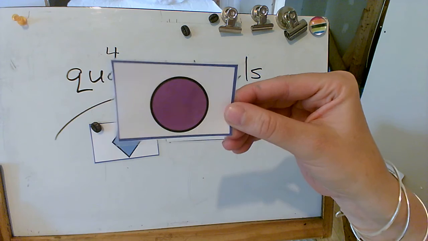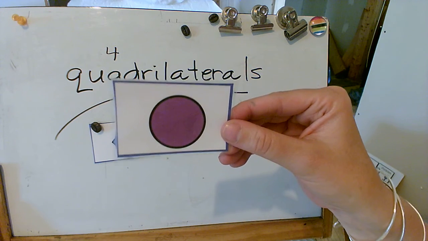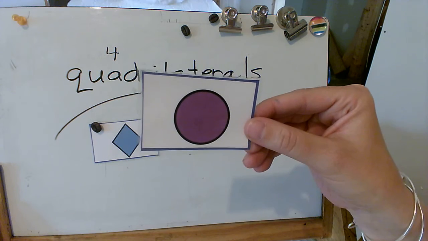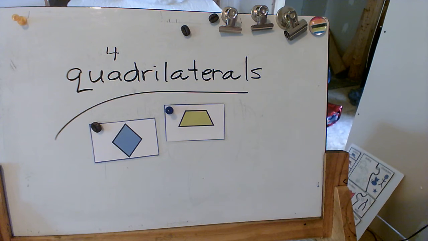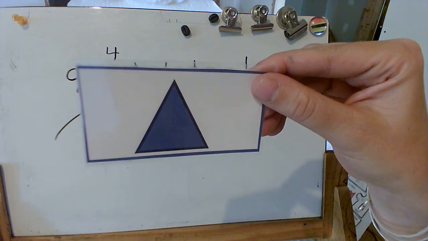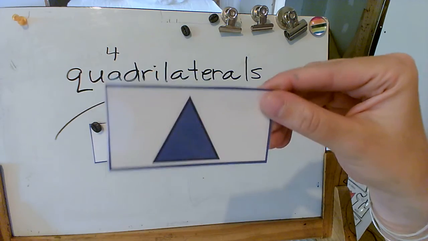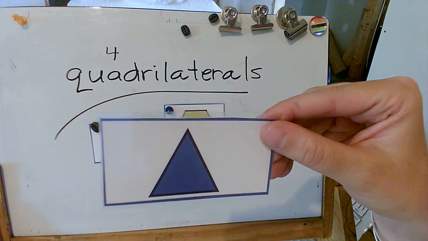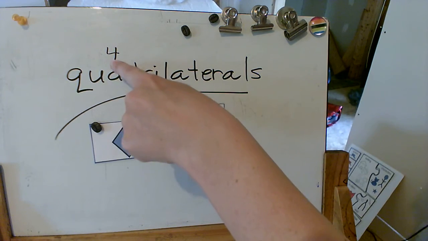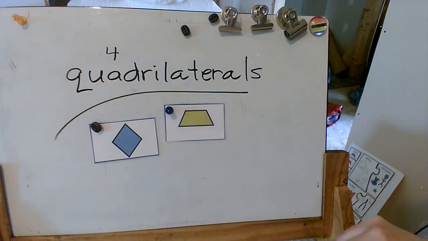Is this shape a quadrilateral? Does it have 4 sides? No, it doesn't have any sides because it's round, it's curved. This is a circle. It's not a quadrilateral, so we can't put that one up. How many sides does this shape have? This shape has 1, 2, 3 sides. Is it a quadrilateral if it only has 3 sides? No, a quadrilateral has to have 4 sides. This triangle only has 3 sides, so it cannot go up there.